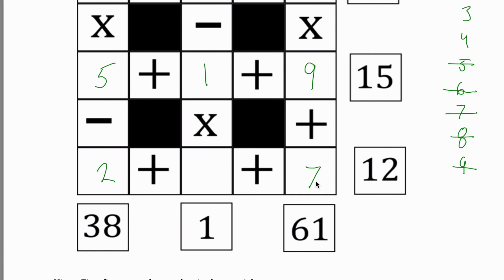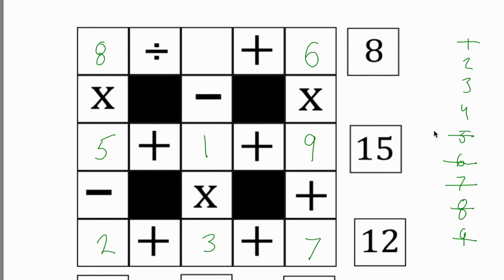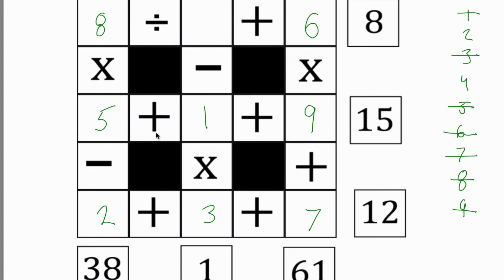2 plus what? Plus 7 gives me 12. Well, I need 3 more here. 2 plus 3 plus 7 gives me 12. That's gone. Did I forget to cross out a number somewhere? 2 and 3 are both gone. I think I forgot to cross out the 2 when I wrote it there.